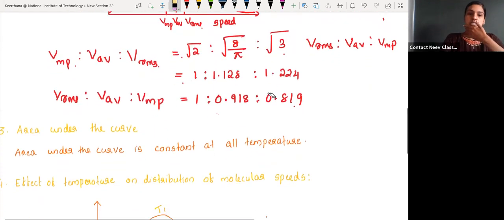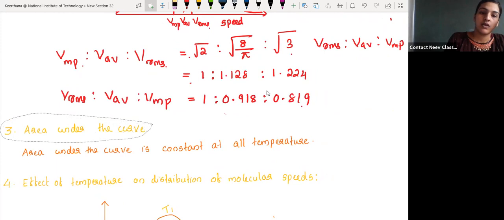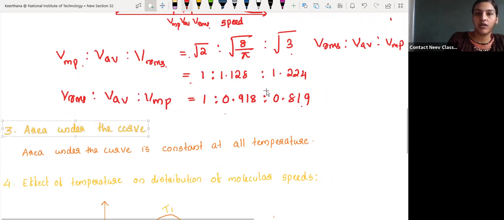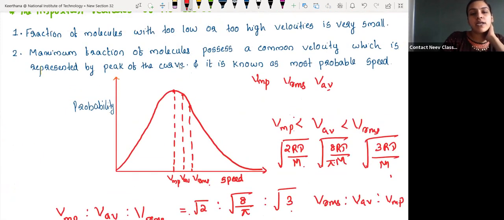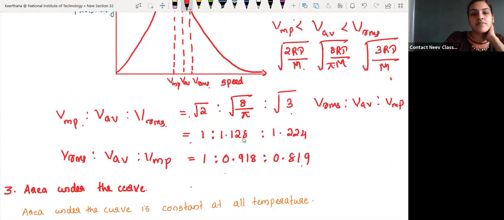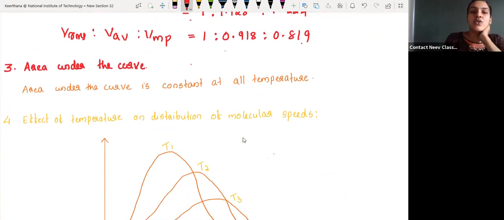The next one is area under the curve. Area under the curve is constant at all temperatures. And what will be the total area of this curve? So area under the curve is constant at all temperatures.